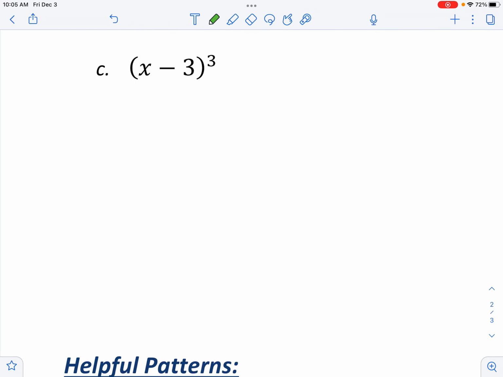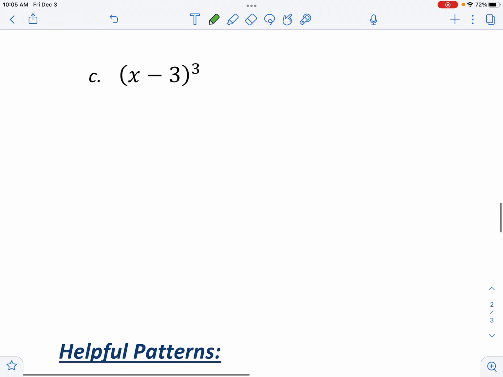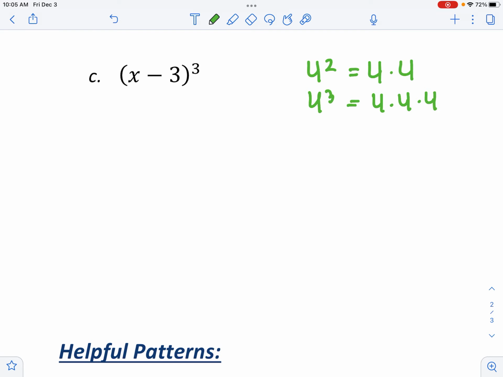All right, last but not least is using this exponent here, which is x minus 3 cubed. So recall what I said before. When I said that I have 4 squared, that means that I'm multiplying 4 times 4, something times itself. 4 cubed is 4 times 4 times 4, something times itself 3 times. So what people will try to do, which is very wrong, is distribute this cube. You can't distribute an exponent. What this means is that you have to multiply this by itself 3 times. So you have x minus 3 times x minus 3 times x minus 3.